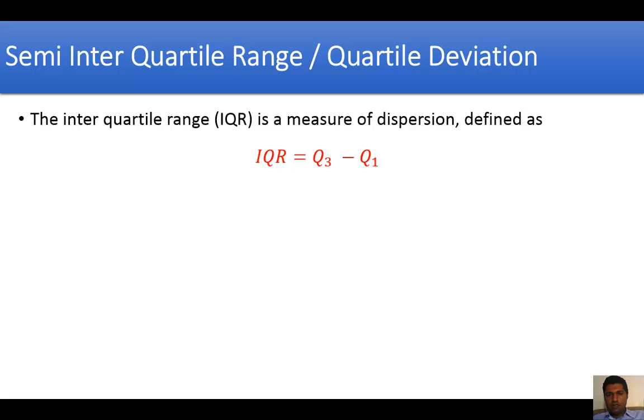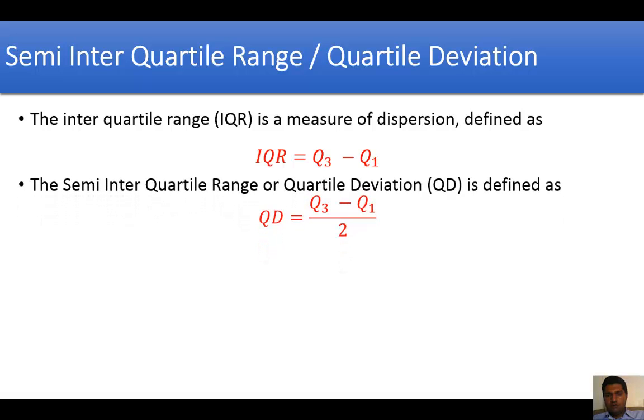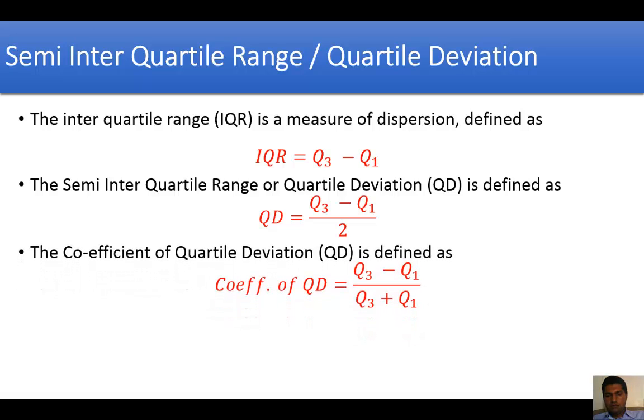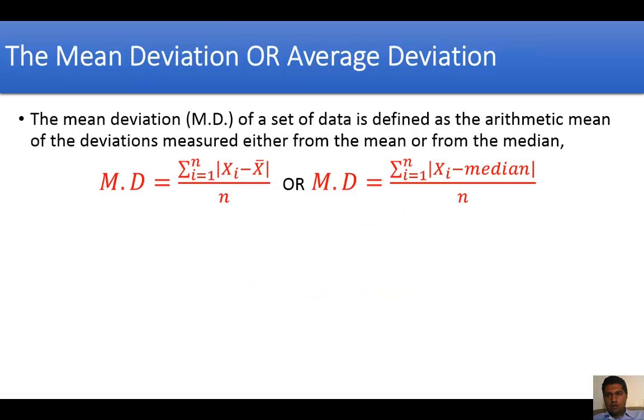Semi-interquartile range or quartile deviation. For calculation of the semi-interquartile range, you need to calculate the interquartile range first. It is the subtraction of the first quartile from the third quartile. When you divide this number by 2, you will get the quartile deviation. The corresponding relative measure for the quartile deviation is the coefficient of quartile deviation. You may use the coefficient of quartile deviation for comparison.